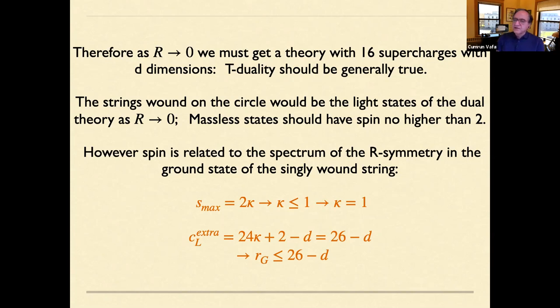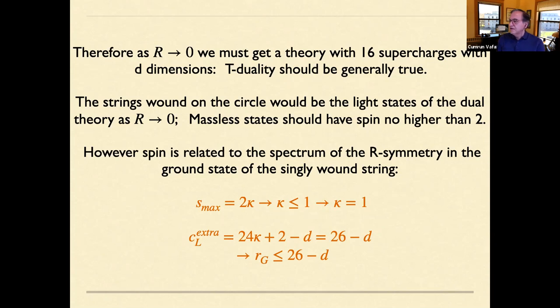This is the usual relation between the R symmetry on the one hand, the spin on the other hand, and the central charge. From the relation between R symmetry and spin, you learn that the maximum spin the ground states will have is 2 times kappa. But since the spin cannot be more than 2, because you cannot get any spin more than the graviton, you learn that kappa is less than or equal to 1. But we had already argued that kappa is bigger than or equal to 1, and therefore kappa has to be exactly 1.